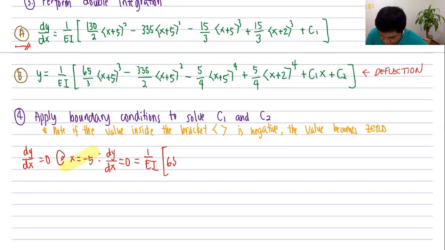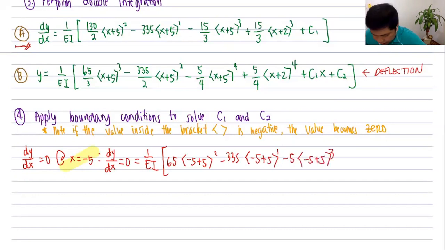Okay, 130 all over 2 is 65 times (-5 + 5) squared minus 335 times (-5 + 5) raised to 1 minus 5 times (x + 5), so (-5 + 5) raised to 3 plus 15 all over 3, 5 times (-5 + 2) cube plus C1. Okay?